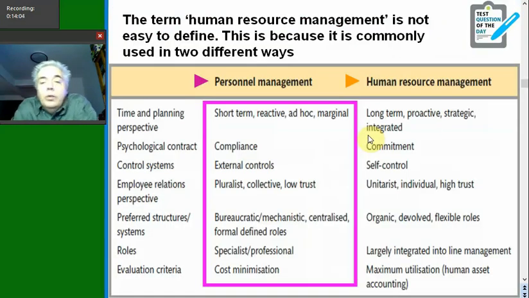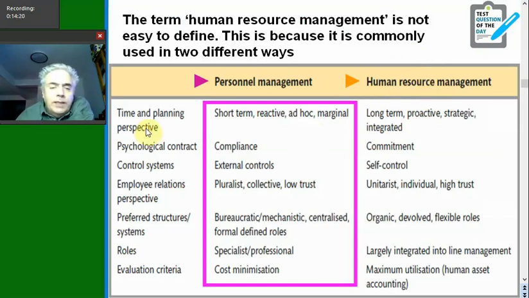The term human resources management is not easy to define. This is because it's commonly used in two different ways. Those two different ways are personnel management and human resources management. So let's try to differentiate between those two, right?